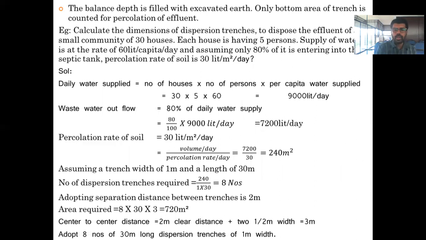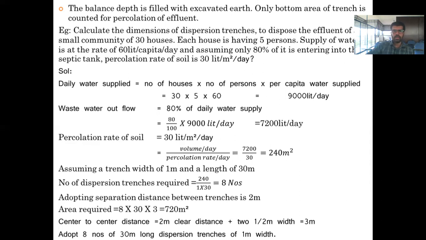So now we are going to do a problem, and let's see how to calculate a dispersion trench. If you get a question in a practical way that you need to design a dispersion trench, how can you calculate, and how many trenches you need to make, and all those things you need to know. Okay, so first we are going to do a problem. It's a very simple thing. Dispersion trench designing is also very simple.